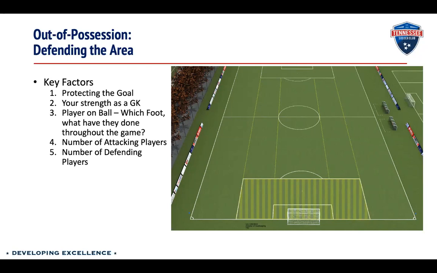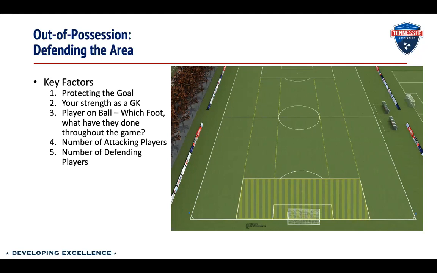However, that could change based on your strengths and weaknesses athletically and your ability to judge the flight of the ball. Okay, and that is okay. What we need to focus on here is how we maximize each of your strengths as goalkeepers.